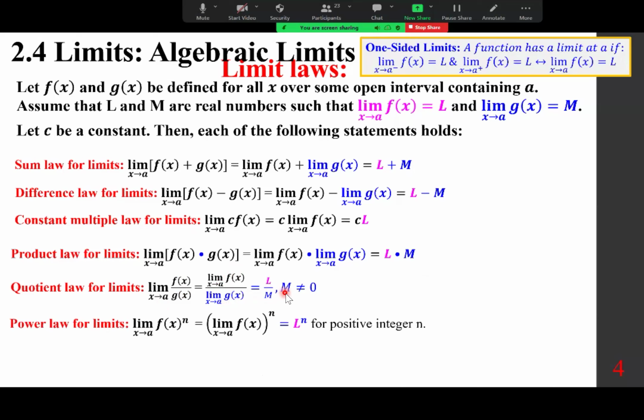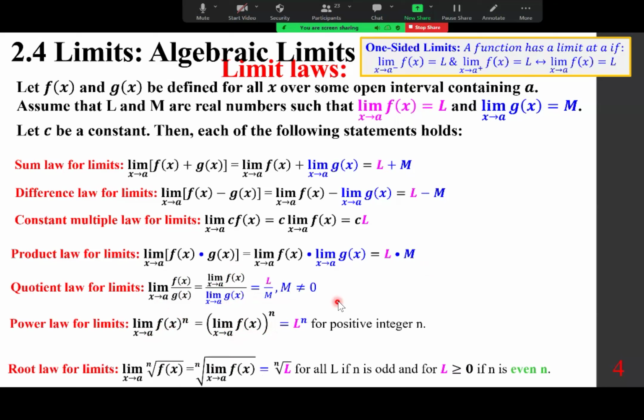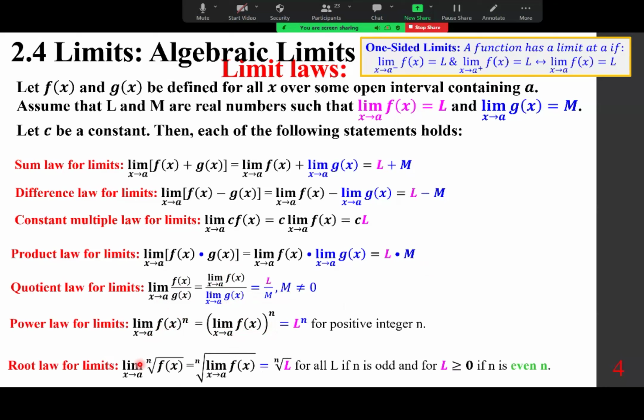Power law for limits, the limit of f of x to the power of n as x approaches a. We take the limit of f of x as x approaches a first and then raise it to the power of n, or L to the power of n, for positive integer n. The root law says the limit of the nth root of f of x as x approaches a is the nth root of the limit of f of x as x approaches a, or the nth root of L. Of course, for all L, if n is odd. Remember, when the index is odd, there is no restriction. However, if the index is even, L must be greater than or equal to 0.